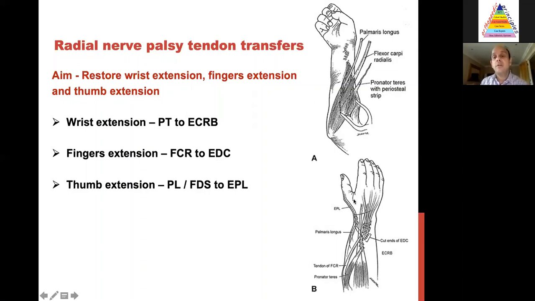Now we'll look at these two pictures in 2 minutes, but we'll go to the other slides first. So for wrist extension, let me show you the other slide, but yes, for wrist extension, you use your pronator teres to ECRB. For fingers, you can use your FCR, FCU to EDC. For thumb extension, you can use your palmaris longus. As I told you, FDS to ring finger is your best friend. You can use your FDS and take it to EPL.